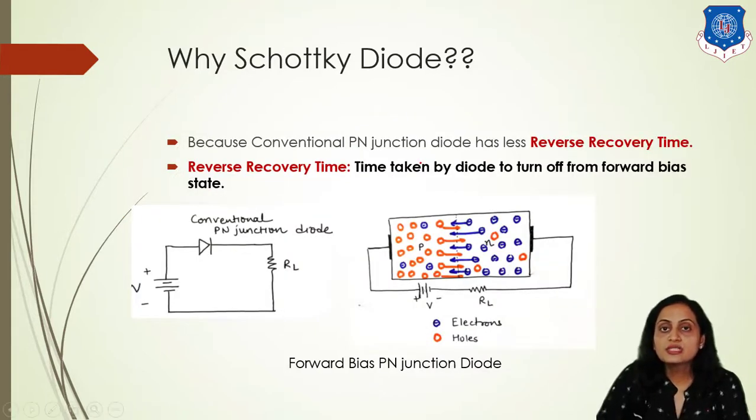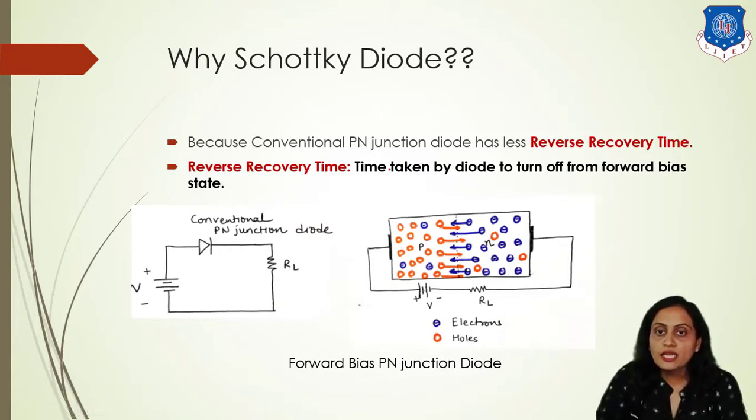Why do we need to use this Schottky diode? For that, the conventional PN junction diode has a large reverse recovery time. Now we will see what the reverse recovery time is. Reverse recovery time is the time taken by a diode to turn off from the forward bias state.